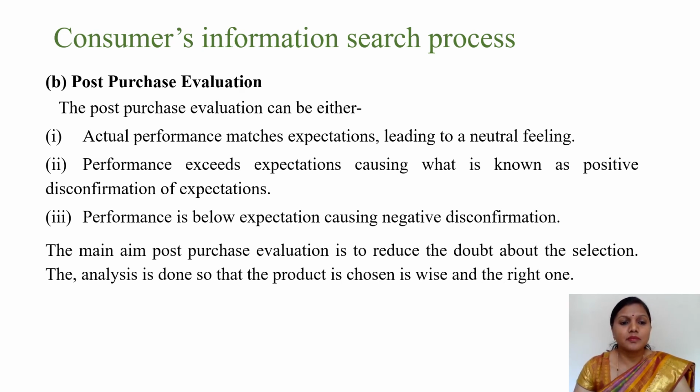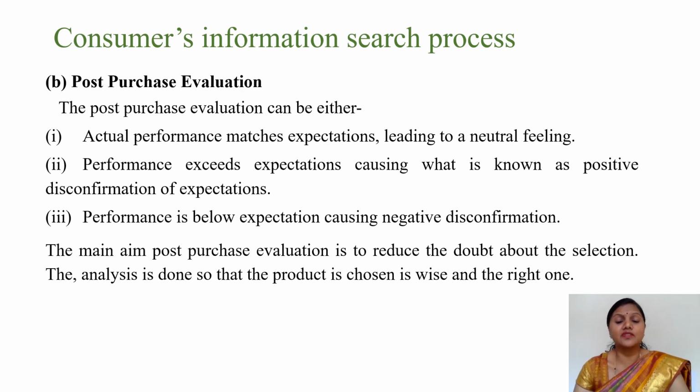The third one is performance is below the expectation. He was expecting something from the product and purchased it, and when he used it, the performance was less than his expectation. He was not satisfied with the product. This causes negative disconfirmation about the product. In this case, either he will return the product, or he will argue with the marketer to give back his money, or he can also file a case under the Consumer Protection Act.